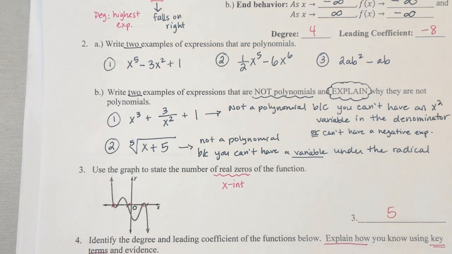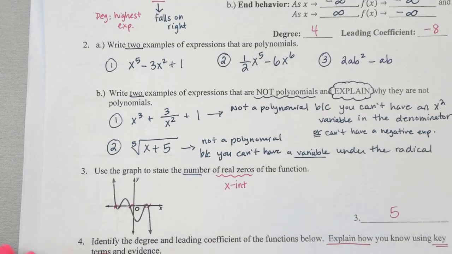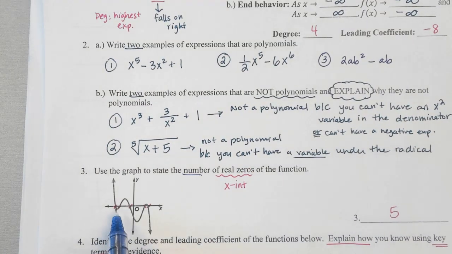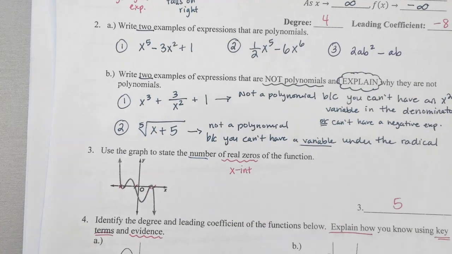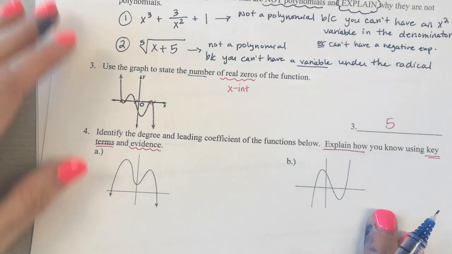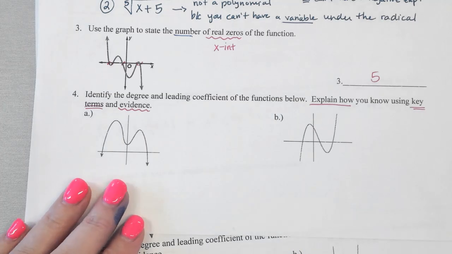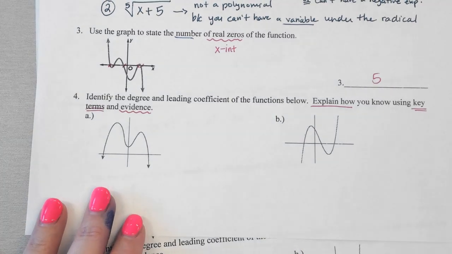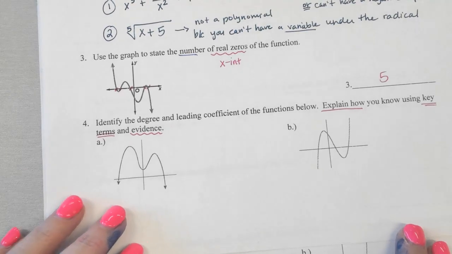All right, and then for 3, use the graph to state the number of real zeros. So there are 5: 1, 2, 3, 4, 5 times it crosses the x-axis. The real zeros are the x-intercepts. Okay, and then we're going to do number 4 together. Identify the degree and the leading coefficient. Explain how you know using key terms.